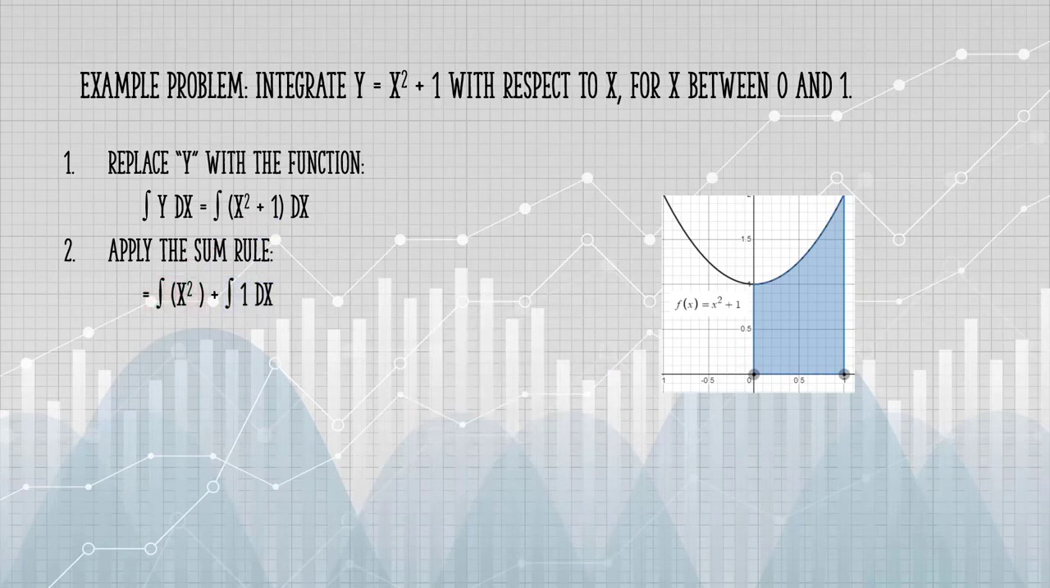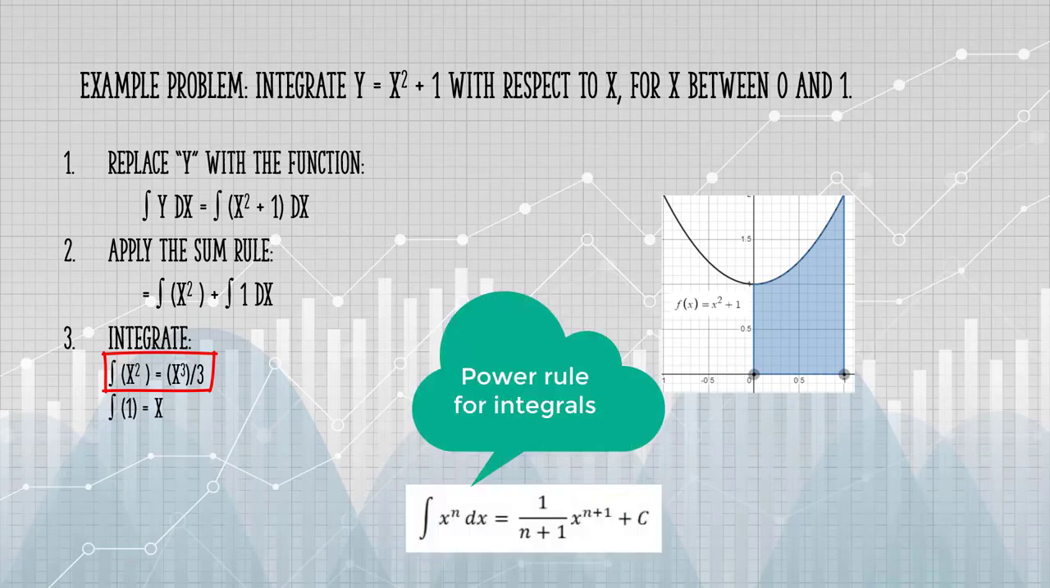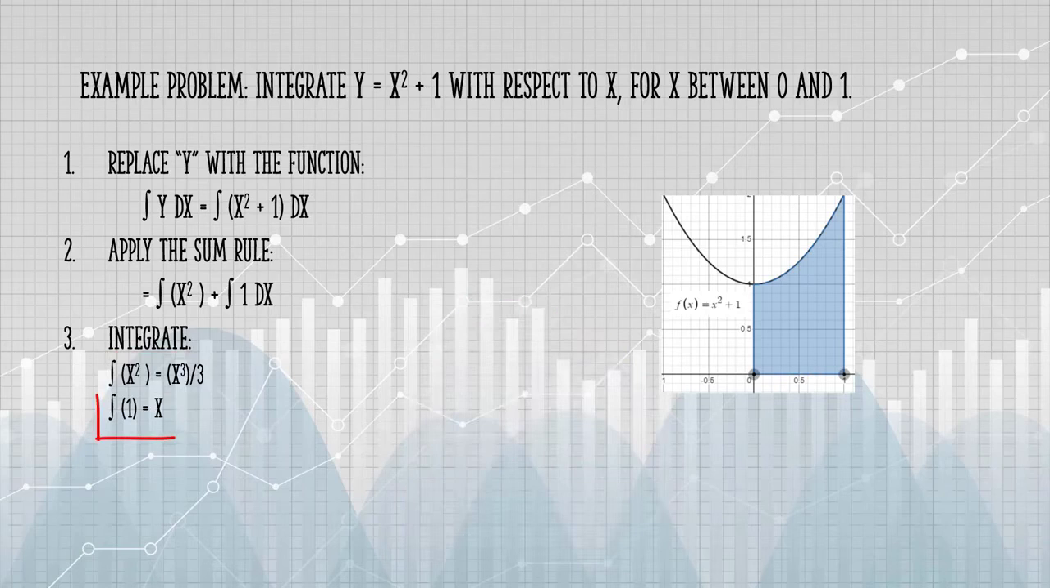If we integrate those 2 separate parts, we get x squared, which becomes x cubed divided by 3. That's because of the power rule, which says when you have a power function, you add 1 to the exponent, so that would become 3. Then you divide by the new exponent. The integral of 1 is always x, and as we used that sum rule, we need to add them both back together. That gives us x cubed divided by 3 plus x.